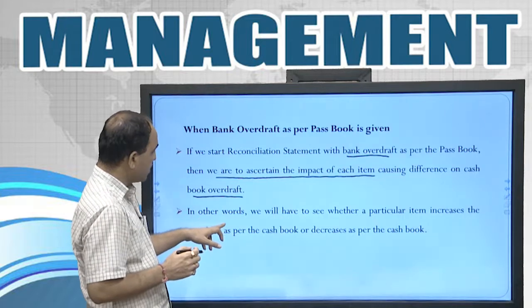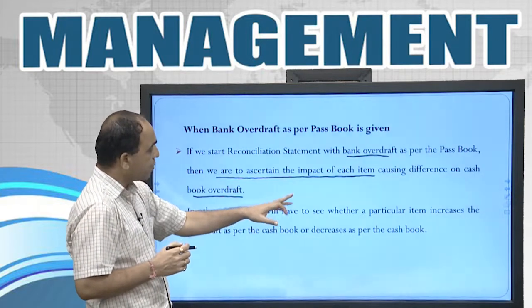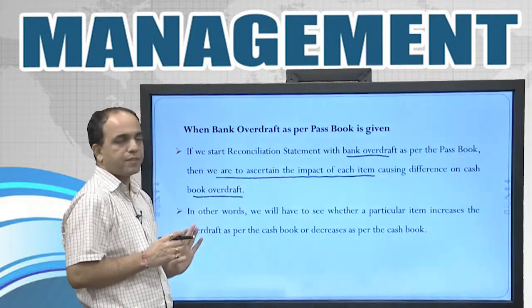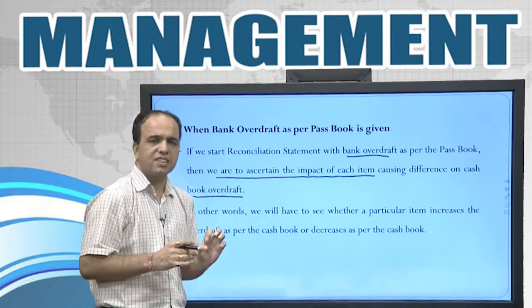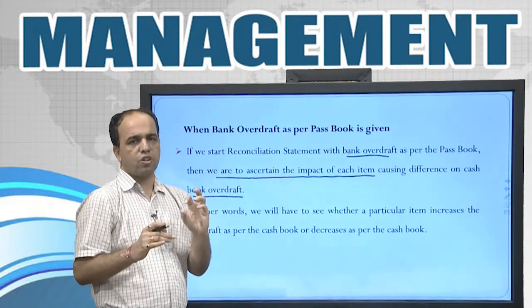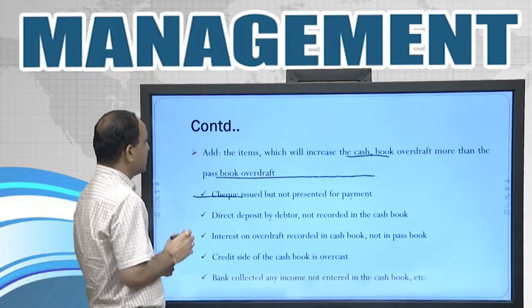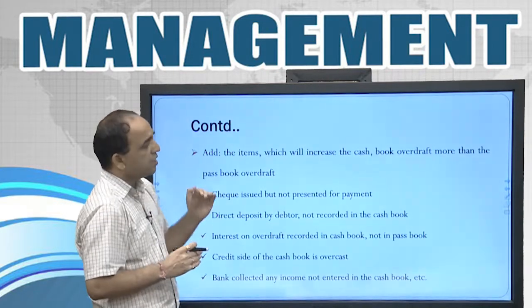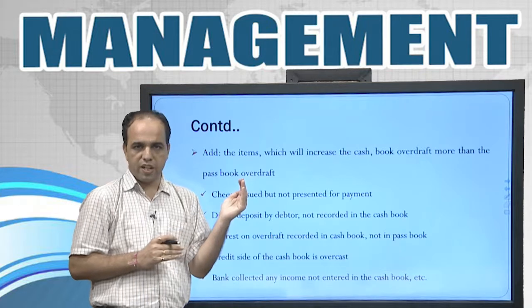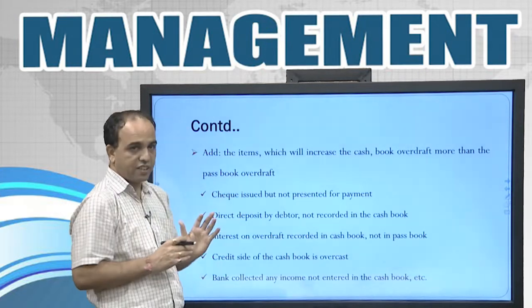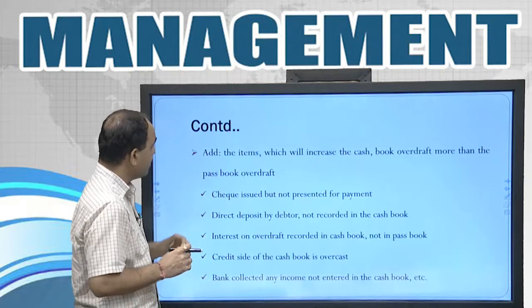In other words, we will have to see whether a particular item increases the overdraft as per the cash book or decreases it. As I said, logical effect also plays a vital role when we prepare the bank reconciliation statement. See friends, if we have started with bank overdraft, what we have discussed in the last slide, then these are the very logical additions.